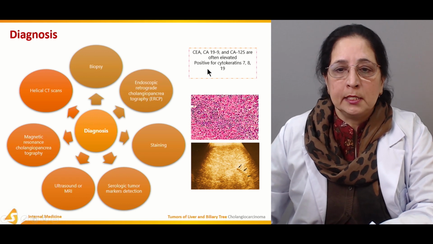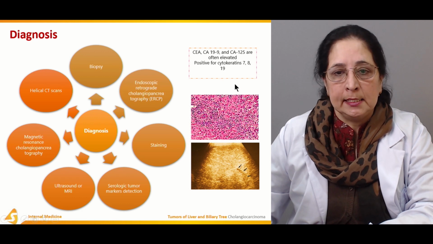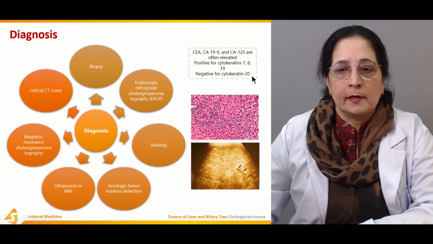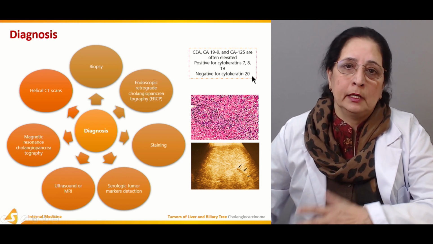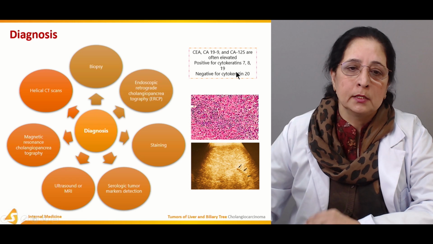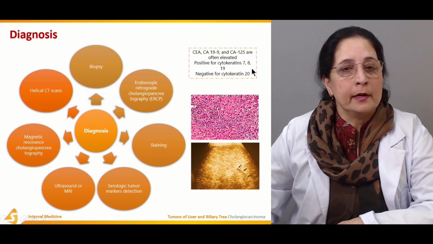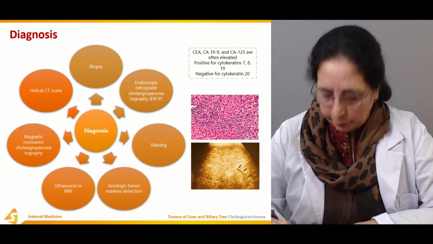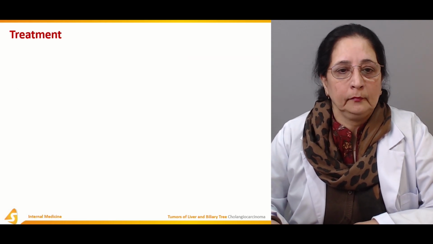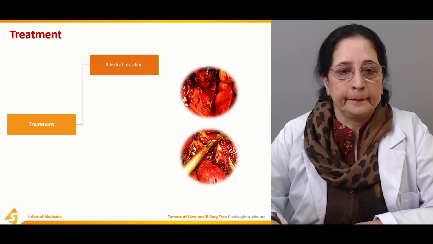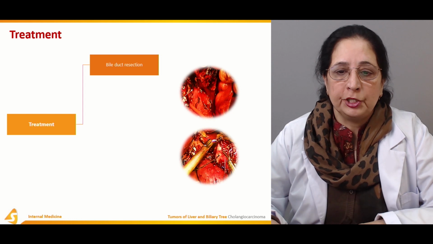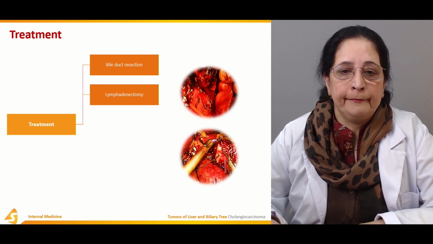Then we have positive for cytokeratin 7, 8, 19. That's another test, and negative for cytokeratin 20. So this is cholangiocarcinoma, positive for cytokeratin 7, 8, and 19, but negative for 20. Treatment is the bile duct resection. So bile duct resection is performed.